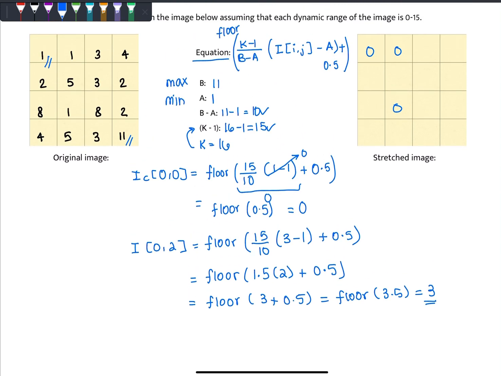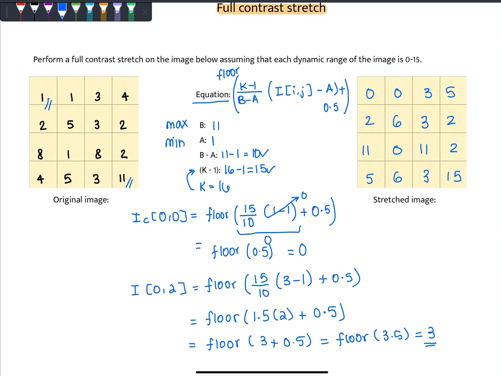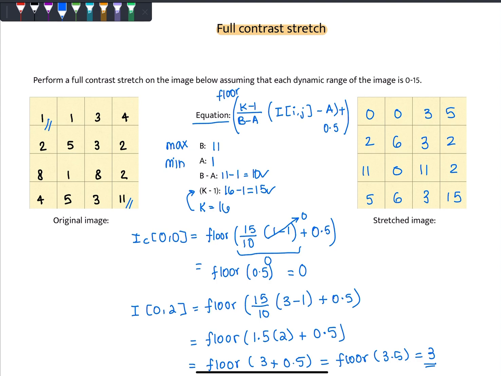So now we can put 3 over here, and let's check for other 3's in the image. So we have 1 over here, 1 over here, and 1 over here. So all of these are going to be 3's. So now if you carry out the calculations for the rest of these pixels over here, you should get the following. And there you go. That's how you perform full contrast stretch.